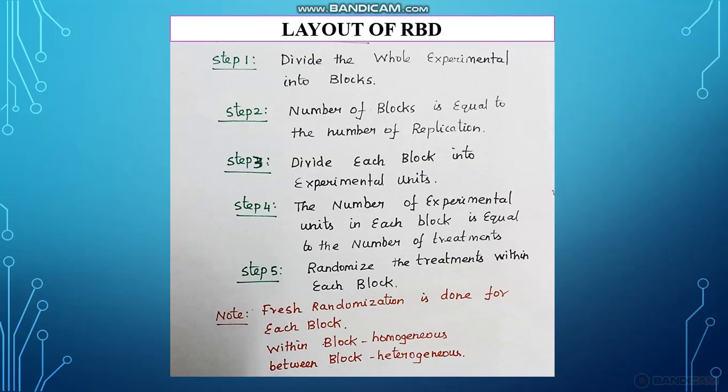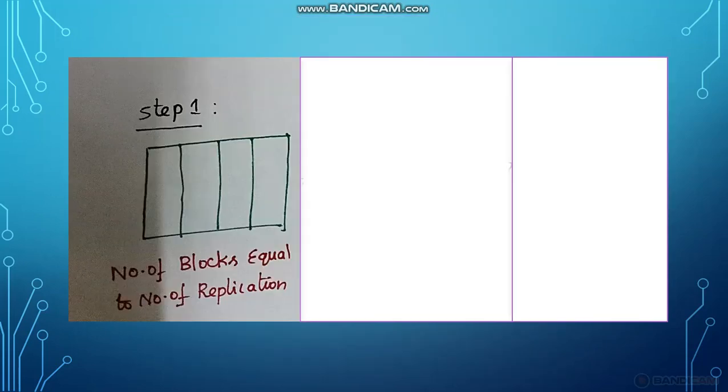So the layout of RBD is, the first step is you want to divide the whole experimental material into blocks, and the number of blocks is equal to the number of replications. Then you want to divide each block into experimental units, so the number of experimental units is equal to the number of treatments. And the fifth step is you want to randomize the treatment within each block. Note that the randomization is done for each block, that is within block homogeneous and between block heterogeneous. So this is the layout.